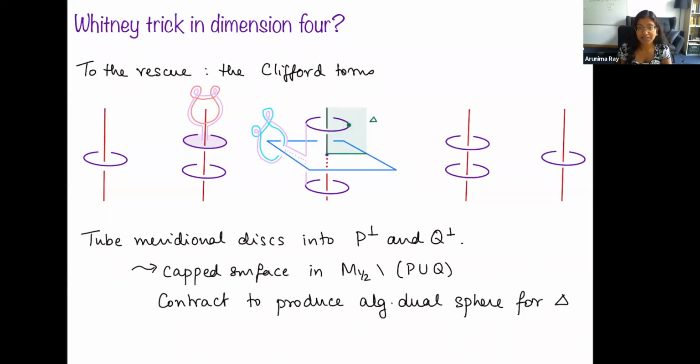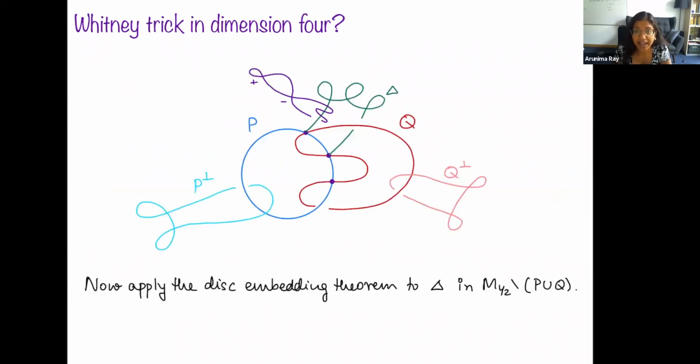So this is very exciting. What I have now is, returning to my previous picture, I had this green immersed disk in the complement of P and Q, and this Clifford torus construction gave for me this algebraically dual sphere that I wanted. Again, it now lies in M1/2 in the complement of P and Q. And so now I can apply the disk embedding theorem to this disk delta inside of this manifold. We already saw that this thing is simply connected.